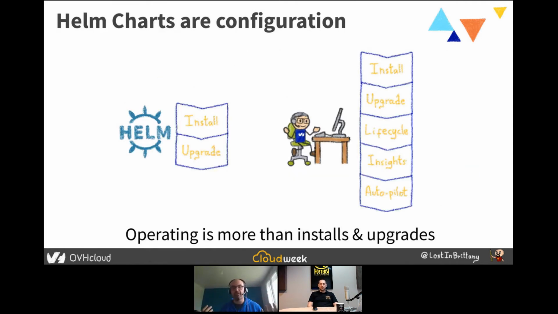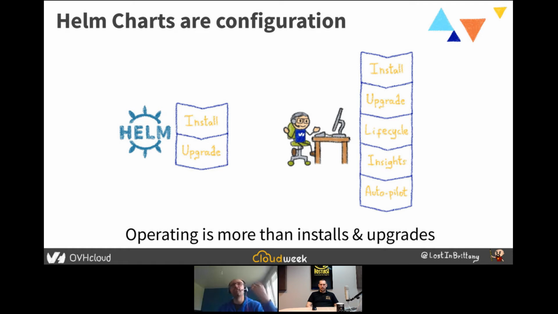But it is still configuration. It is still install and upgrade. And operating an application is way more than install and upgrade. Human operators also deal with the life cycle of the application. They also need to be able to analyze the application and get some insight. Looking at the logs, looking at the metrics: there is something that isn't good. We have a bottleneck there. We need to act on that. And they also need to be able to do things like auto-scaling, scripting, all kinds of operations in order to make the life of the application smoother. So Helm can help. It can make things easier, but it isn't a real solution for the operation.